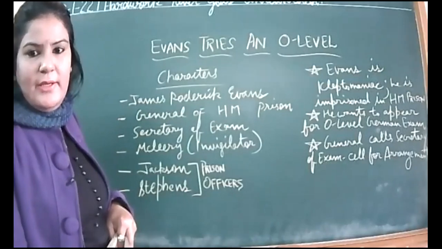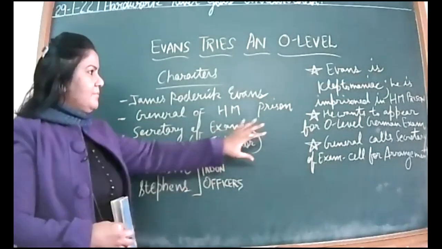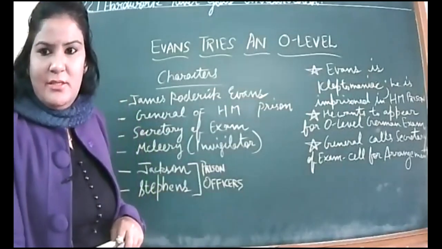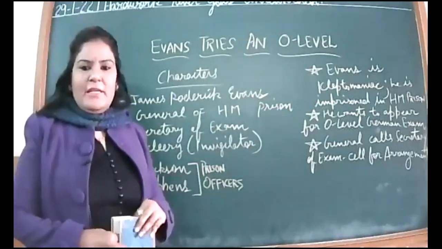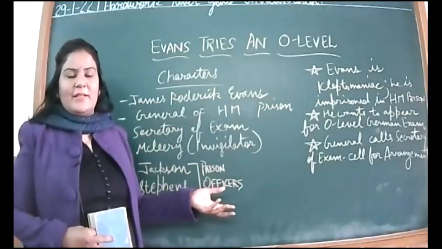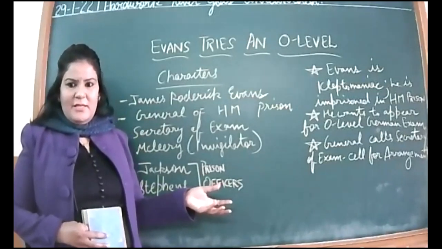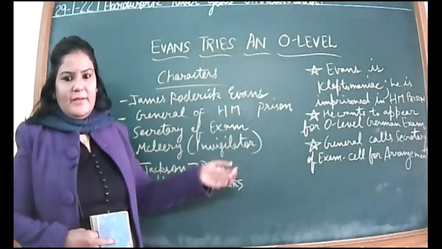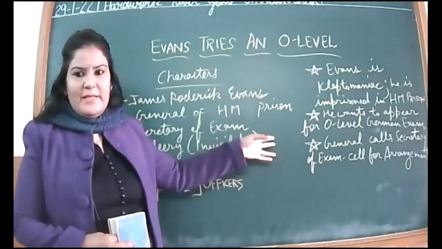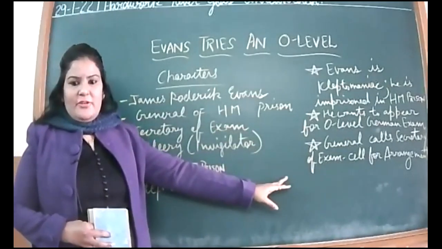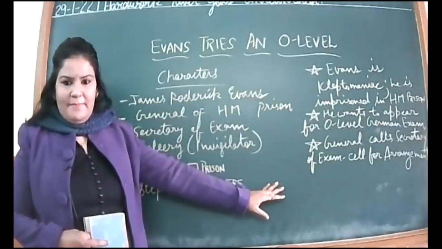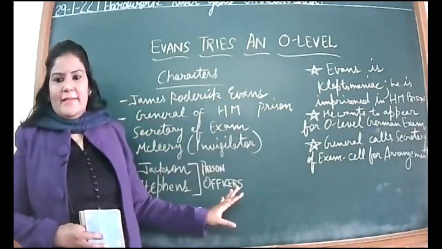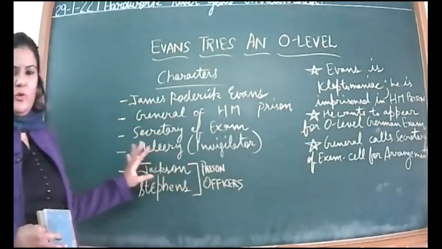So these are the characters, but we will be doing them when they appear in the story. So Evans, what have we studied so far? That Evans is a kleptomaniac. Kleptomaniac is the habit of stealing things without any need. So he keeps on stealing things and petty thievery. You can say he's not that kind of criminal, but he's very smart. And he is imprisoned in HM prison. And he wants to appear for the O-level German exam, and the general calls the secretary of exam cell for arranging that exam for him. So this is what we studied, only 1 or 2 pages.